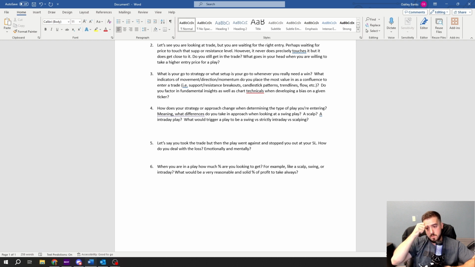Oh, okay. Well, this one's pretty good, and it went along with what we said earlier in this whole thing. It seems that some of these are overlapping. I maybe should have filtered them a little bit, but that's okay. So let's say you take a loss on a trade, and the play goes against you, and you're stopped out on your stop loss. How do you deal with that emotionally and mentally?